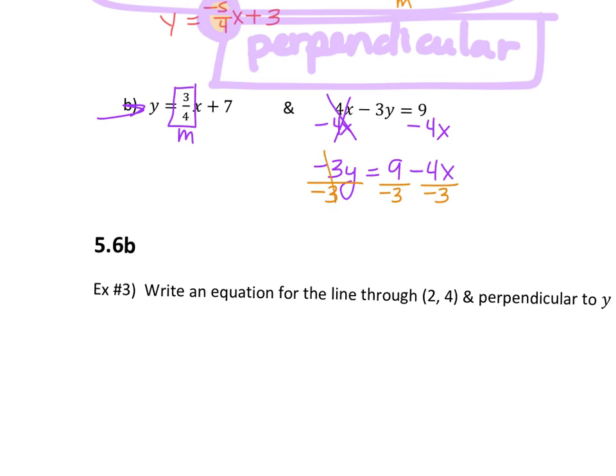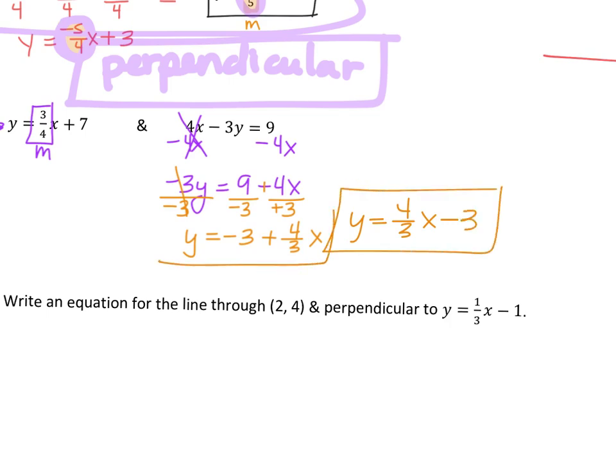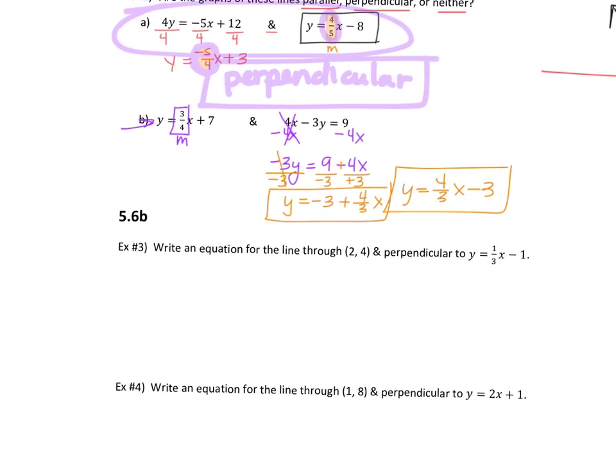So this is y equals negative 3 minus a negative, which becomes a positive, so plus 4/3 x. You guys wanted it backwards, so I did it. If you like it the other way, like me, it would be y equals 4/3 x minus 3. Either one of those is fine.